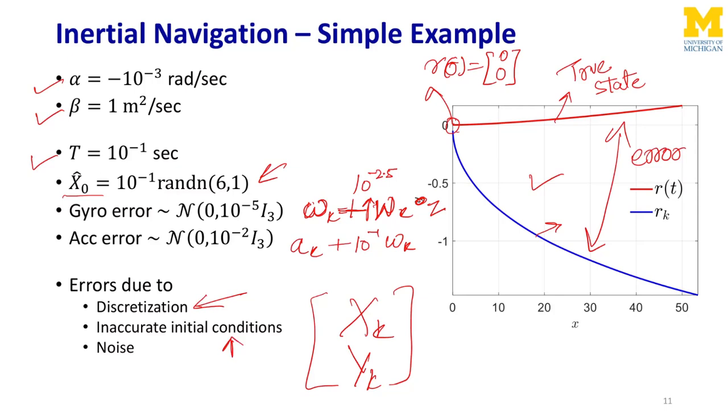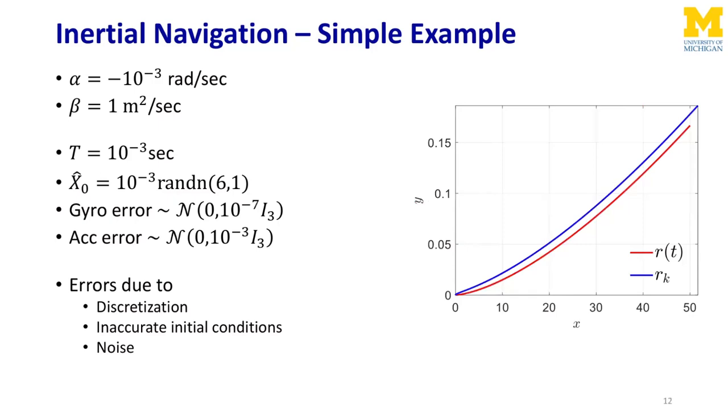Our initial conditions were not very good, so that's one of the problems. And we have errors in our measurements, so that's a problem. These three problems combined make inertial navigation problematic. But it's not that problematic, because if you were to use really better sensors and much smaller time steps, so our time step is reduced, our initial condition estimate is improved, and our gyro is now 2 orders of magnitude better.